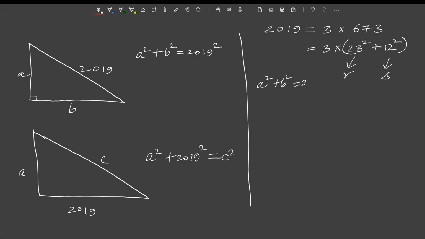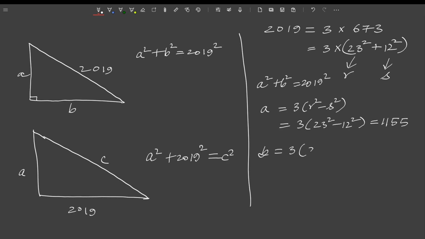Since I'm solving the first case where 2019 is the hypotenuse, I will have a square plus b square equal to 2019 square, and my a will be given by 3 times r square minus s square. This is equal to 3 times 23 square minus 12 square, which is 1155. b will be given by 3 times 2 times r times s. This is equal to 3 times 2 times 23 times 12, which is 1656.